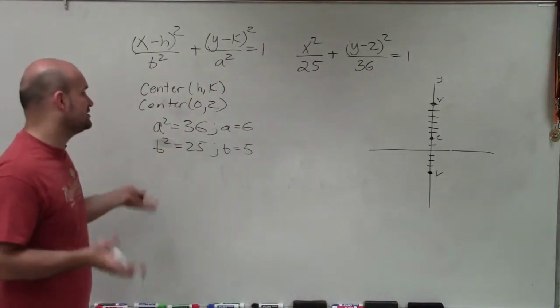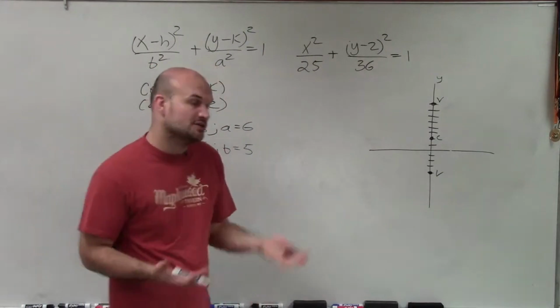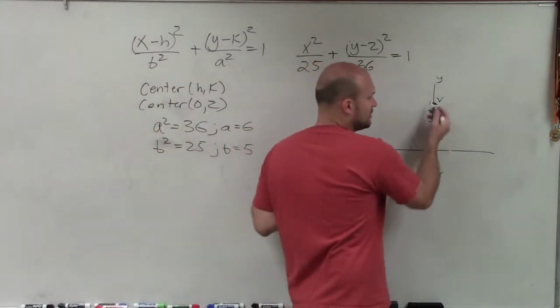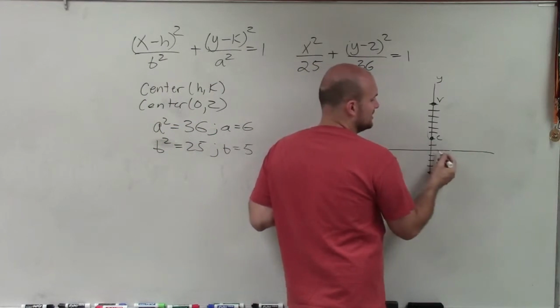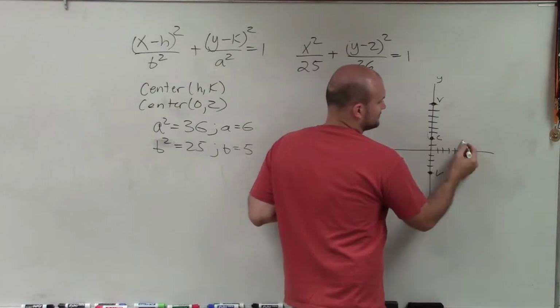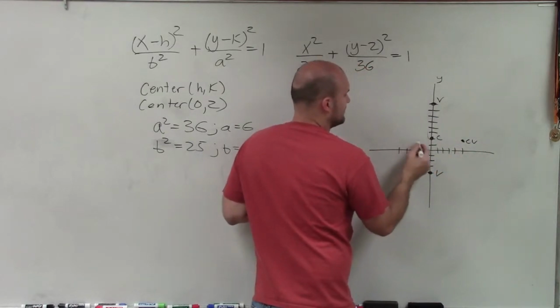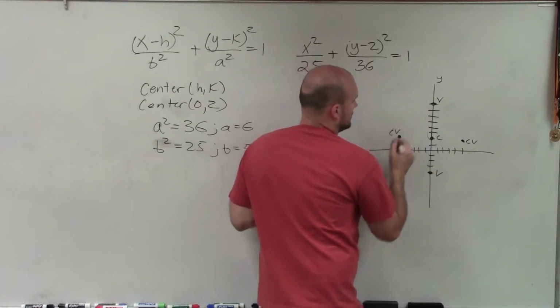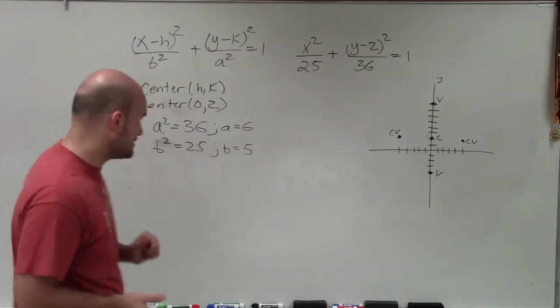Now, the next thing is I need to determine the co-vertices. Well, the co-vertices are on the minor axis, which is perpendicular to the major axis. So instead of going up and down, the co-vertices are going to be, in this case, to the right and left. So I'm going to go over 5 to the right, 1, 2, 3, 4, 5, and to the left 5, 1, 2, 3, 4, 5. Okay? So now I've been able to determine the vertices, the co-vertices, and the center.